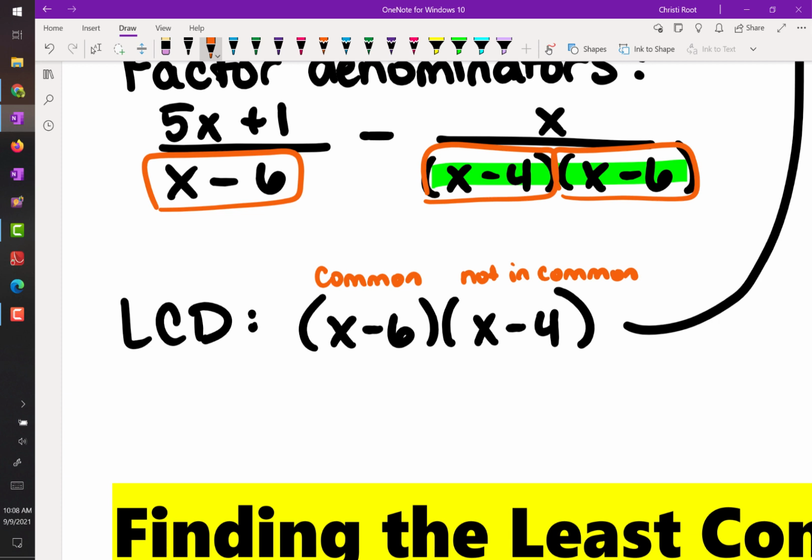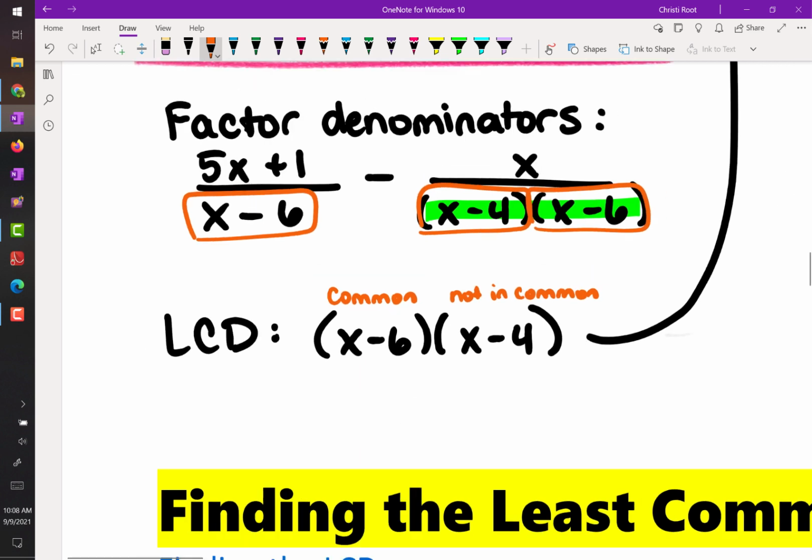Now notice how I don't FOIL that out. That's actually good news, okay? So whenever you find your LCD, keep it factored. It makes life easier. So I'm going to keep it factored.